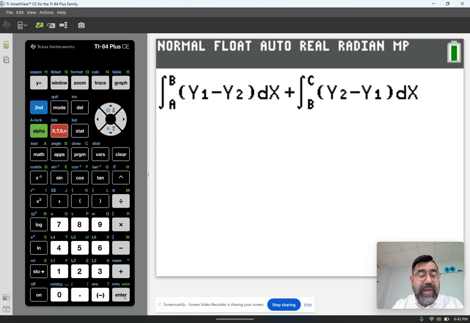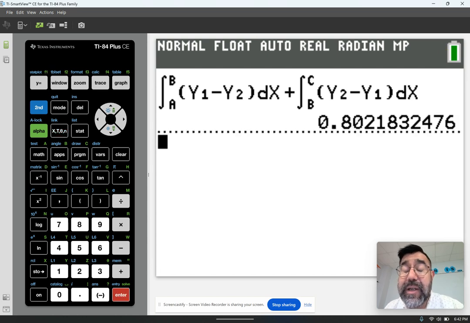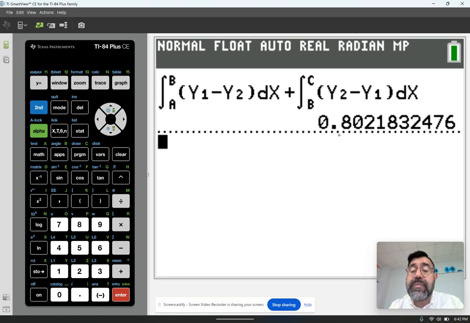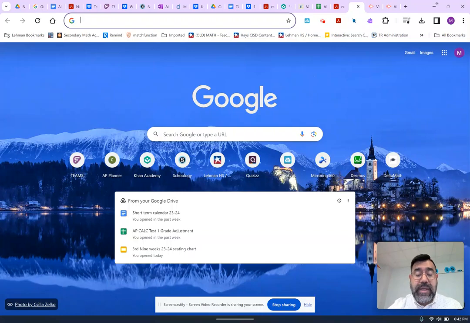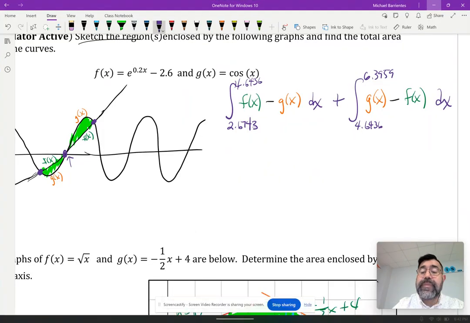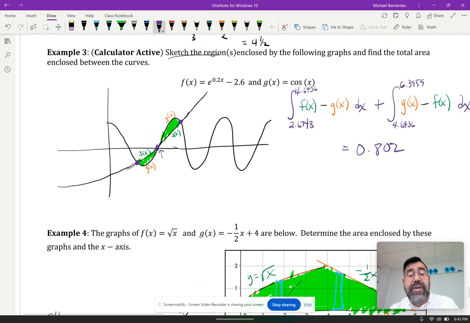This setup will give me the exact area in between the curves, and that would be 0.80218. So I'm going to round it to 3 decimal places. The final answer should be accurate to 3 decimal places. So 0.802. And that, my good people, 0.802 is the area that's trapped between those two curves, in those two little slivers that are between the two curves.